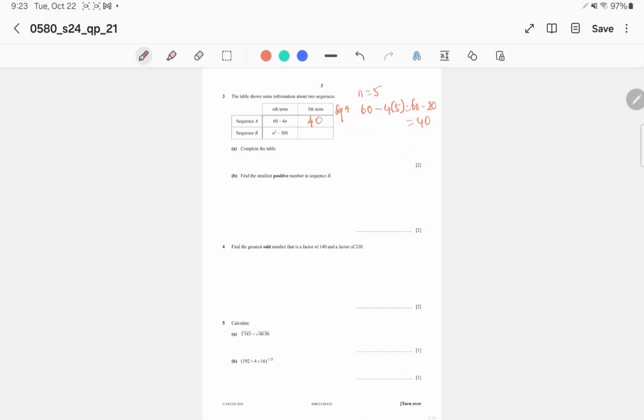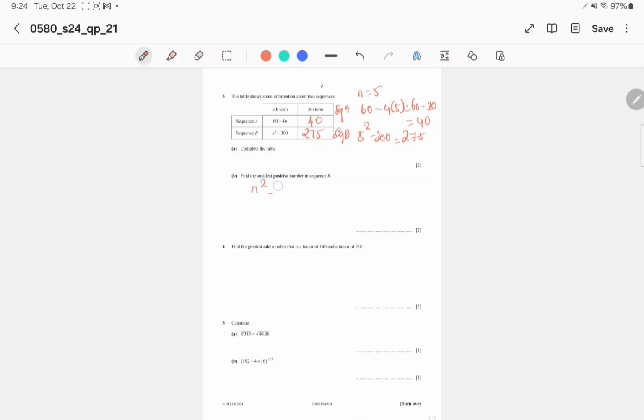The sequence B is n squared minus 300. So we have to find the fifth term. So for sequence B, n is 5: 5 squared minus 300. It will be 25 minus 300, which is -275. Here the answer is -275. Okay, with this we complete the table. The second question, find the smallest positive number in the sequence B.